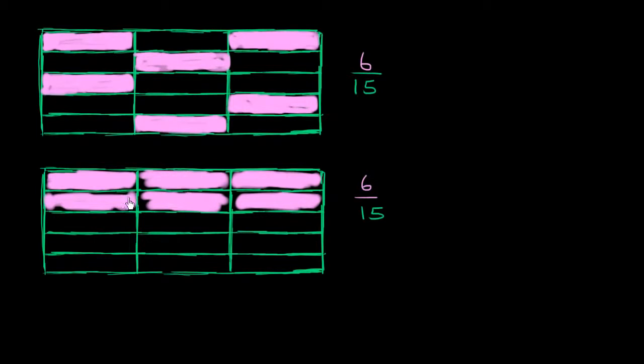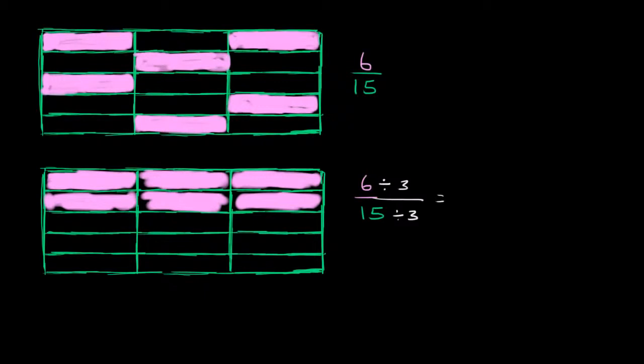But how can I simplify this even more? Well, when you look at it numerically, you see that both 6 and 15 are divisible by 3. In fact, their greatest common factor is 3. So what happens if we divide the numerator and the denominator by 3? If we do the same thing to the numerator and the denominator, we're not going to be changing the value of the fraction. So let's divide the numerator by 3 and divide the denominator by 3. And what do we get?